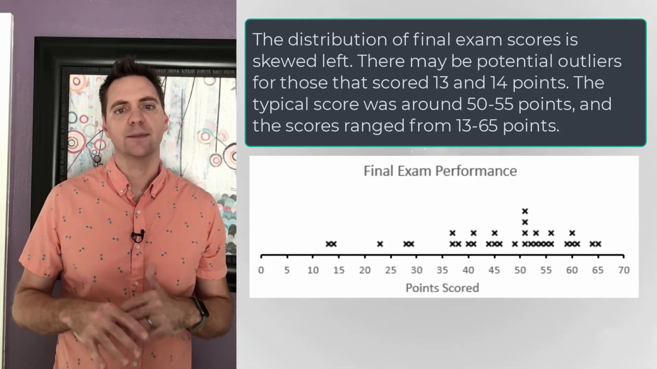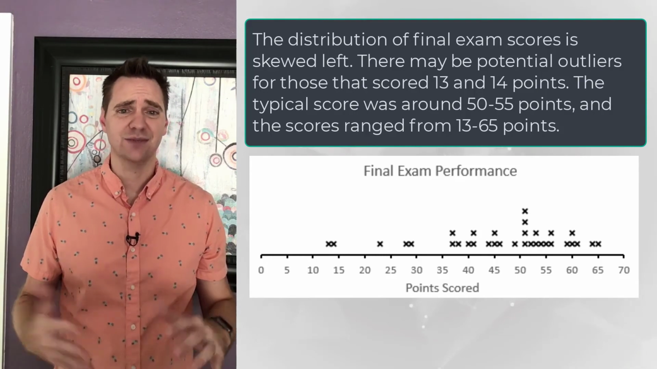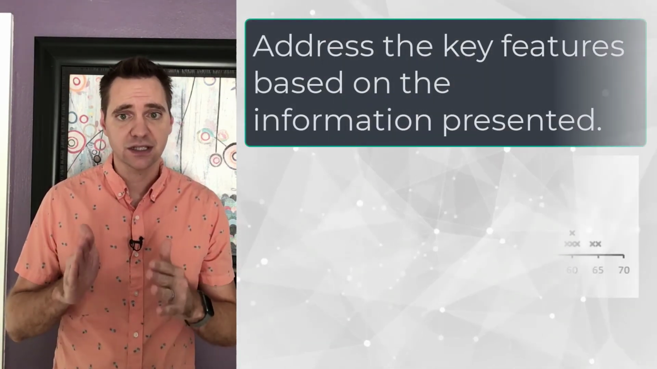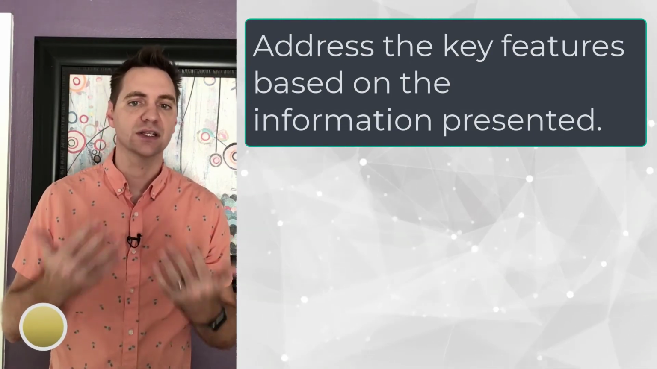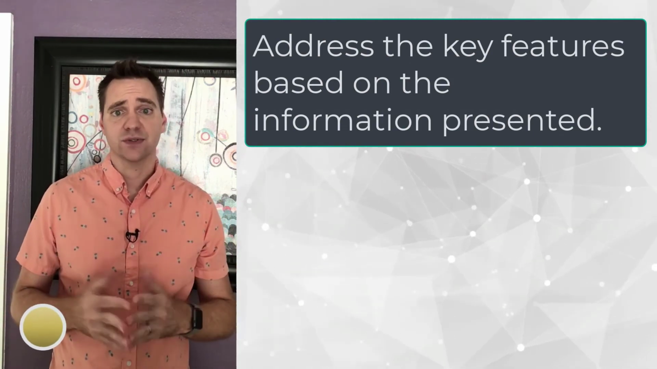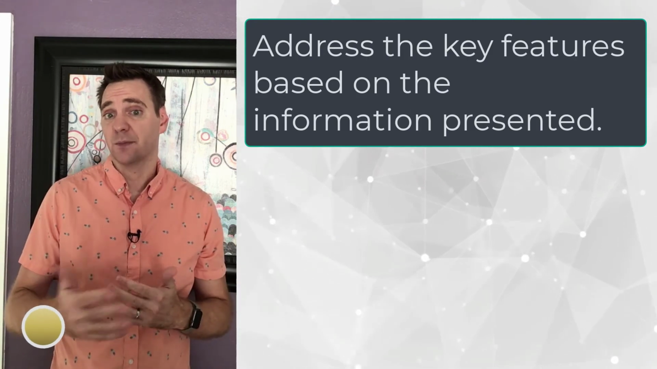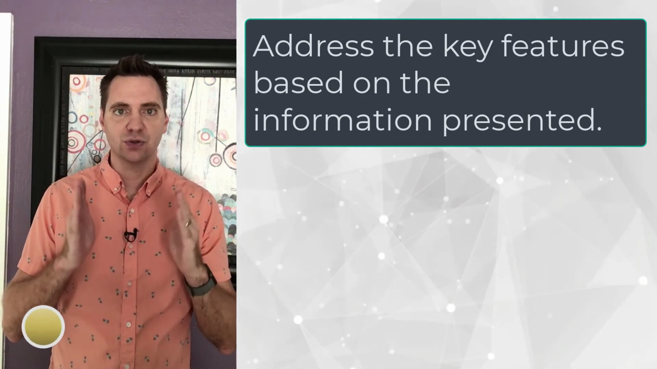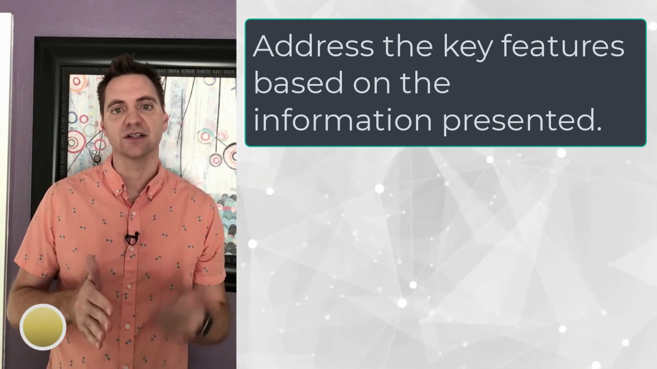Now you might be worried about those things that I left out, and it seems kind of arbitrary. Your guiding principle should be this: address the key features based on the information that is presented. If all I had to go off was this histogram, I would not necessarily have picked up on those outliers, so I wouldn't have even talked about them. So do your best to address the key features for which you have evidence to talk.